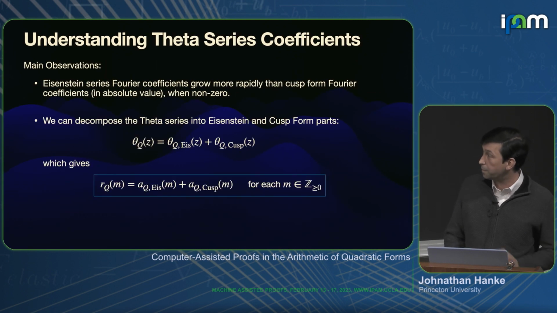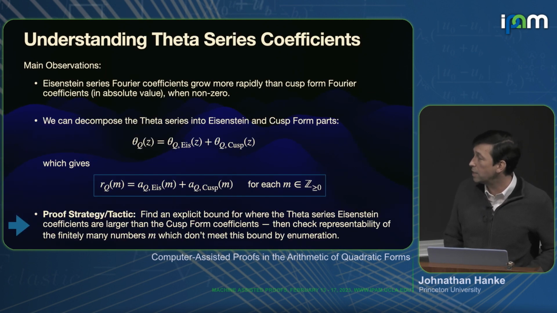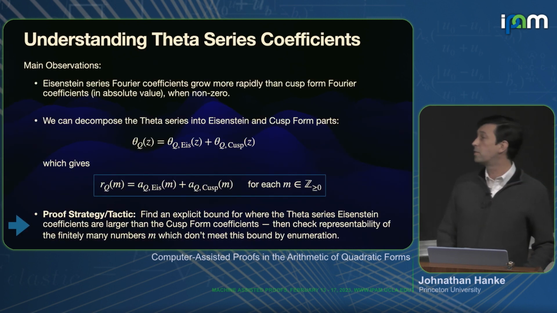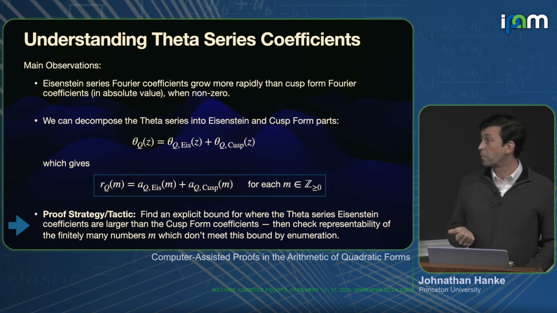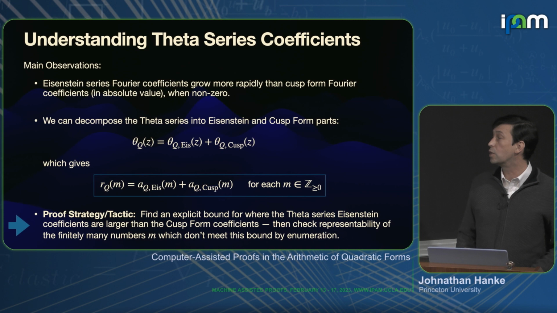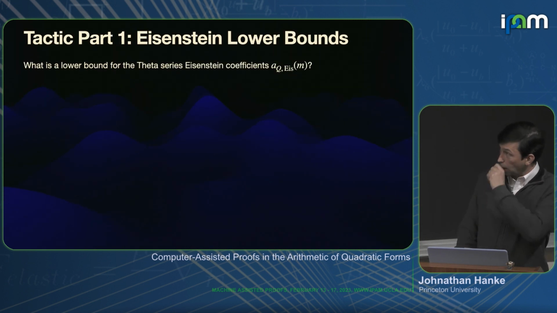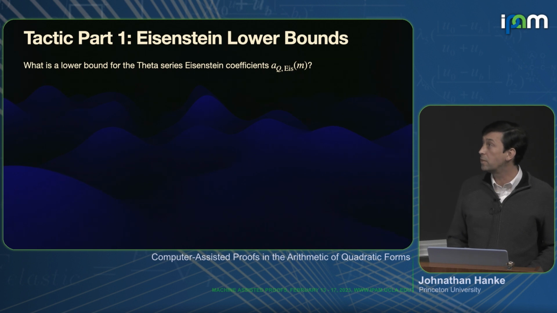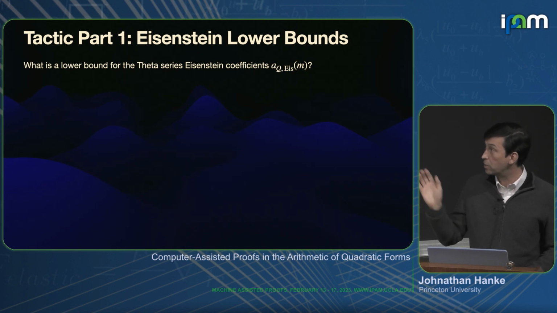Okay, cool. So anyway, going on with our tactics, we really want to execute this to prove this kind of a theorem. Okay, so let's see what we can do. The tactic has 3 parts. There's an Eisenstein part, there's a Cusp part, and then there's an enumeration part. I'll go through each of them separately so you can see the structure of this. So the Eisenstein part is: I'd like to find a lower bound for these Eisenstein coefficients in this decomposition.